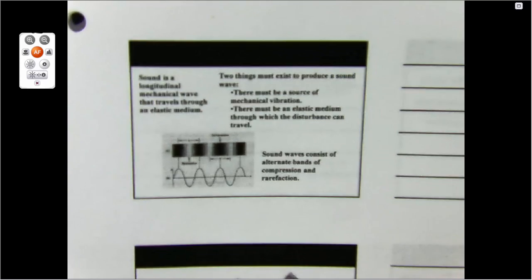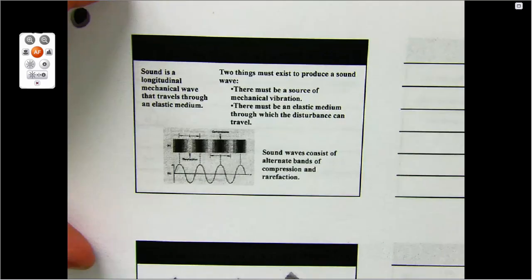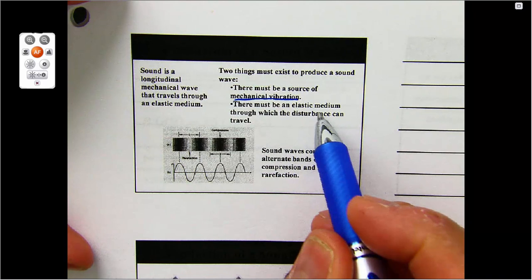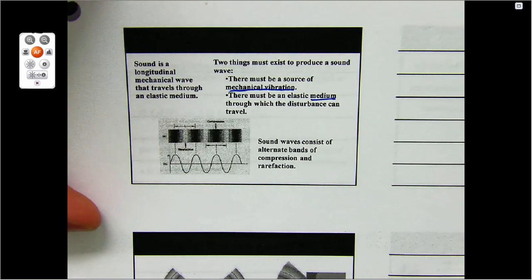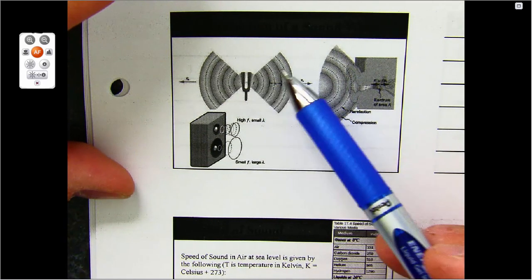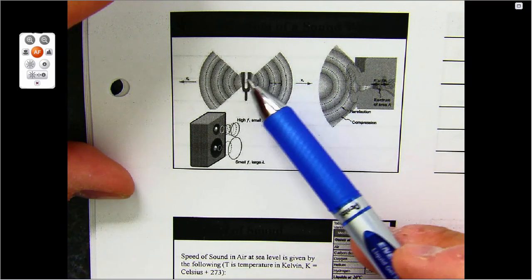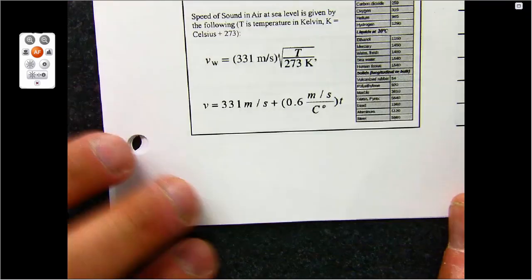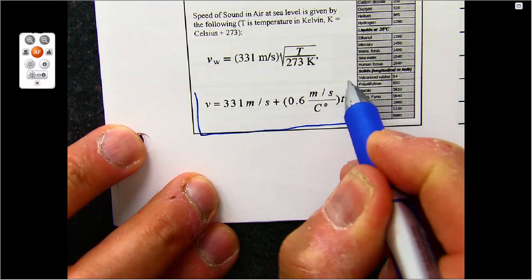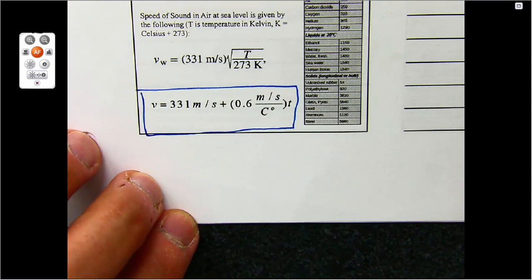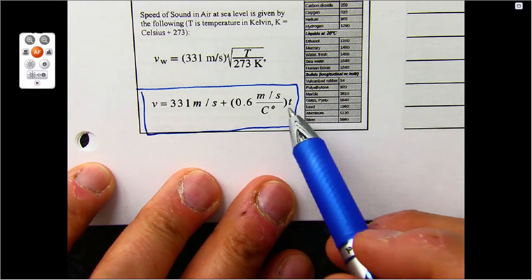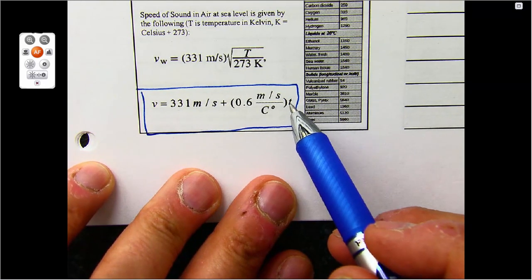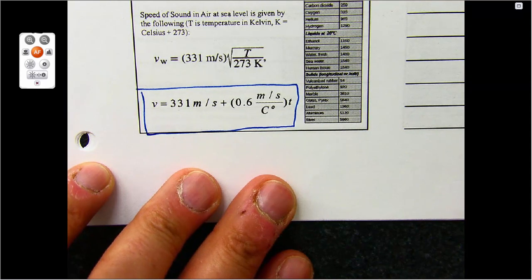So on this slide, we need some kind of mechanical vibration and some kind of medium through which it can go. So we looked at some videos. Everything's caused by a vibration. And this is the equation we'll use for the speed of sound. This is the correction factor for the temperature. And this one's easy because it's in degrees Celsius.